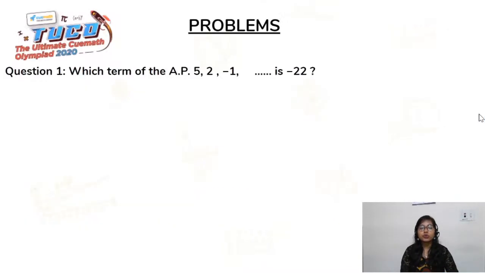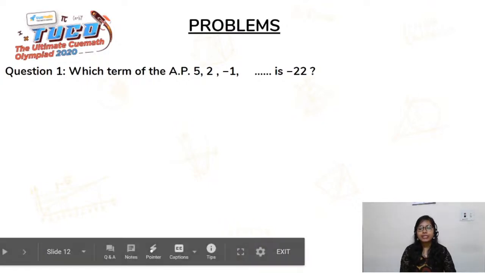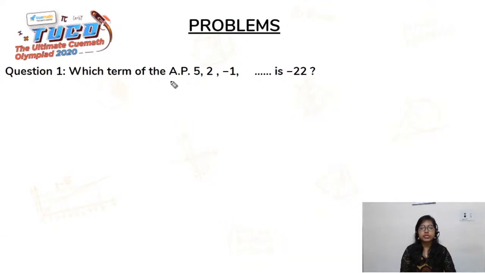So with this, we are going to go ahead with our problems. We are going to look into the problems for today. Here goes our first problem. Which term of the AP 5, 2, minus 1, and so on is minus 22? So that means they have given us the AP here.